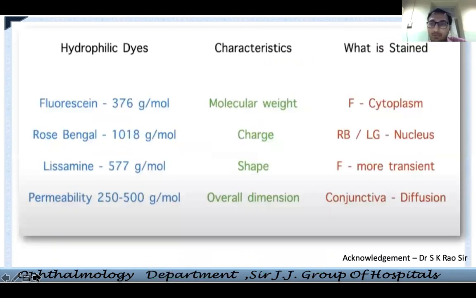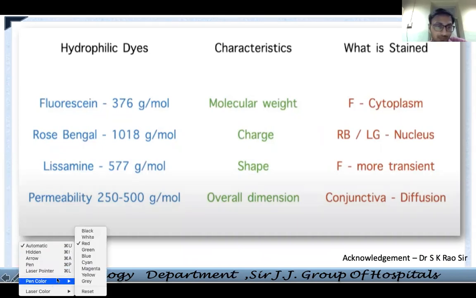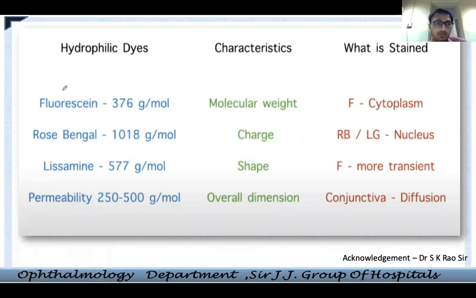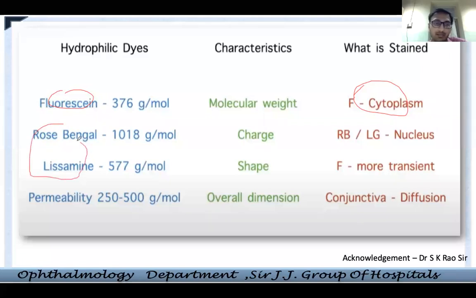These are again a few properties of dyes that you should know. So fluorescein stains your cytoplasm, and it takes the stain very quickly, because it stains your tear film. Rose Bengal and Lissamine green, on the other hand, stain your nucleus, and as I said, they stay for a longer time. Fluorescein, as described, is more transient compared to the rest.